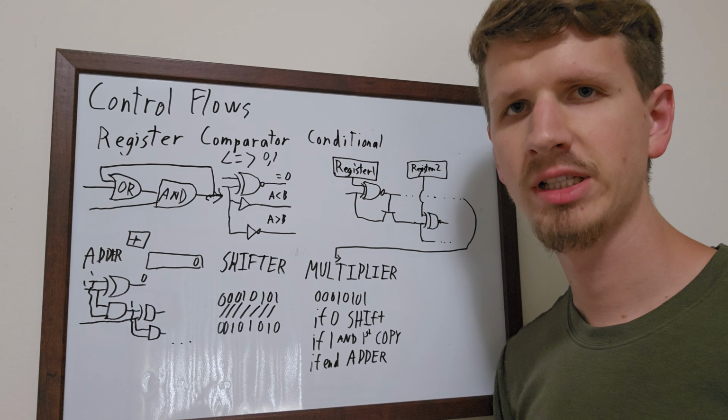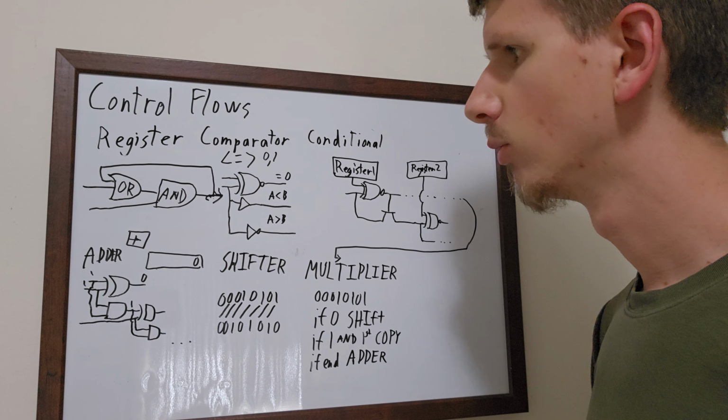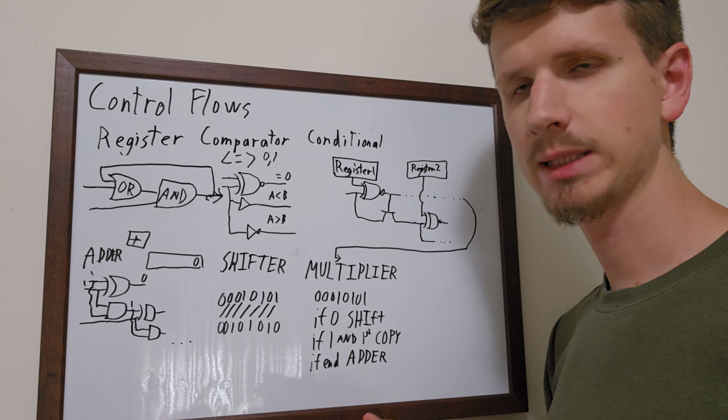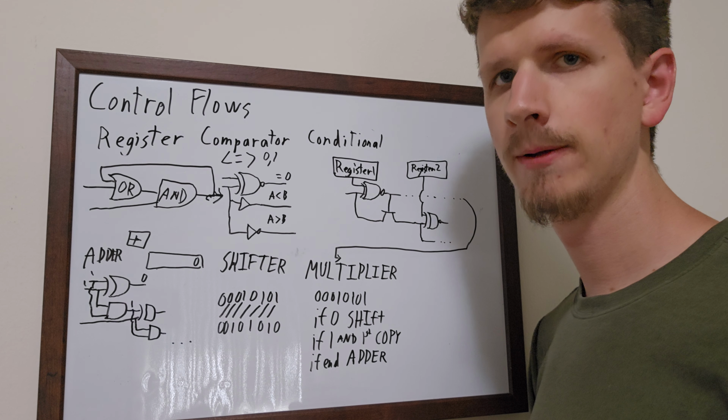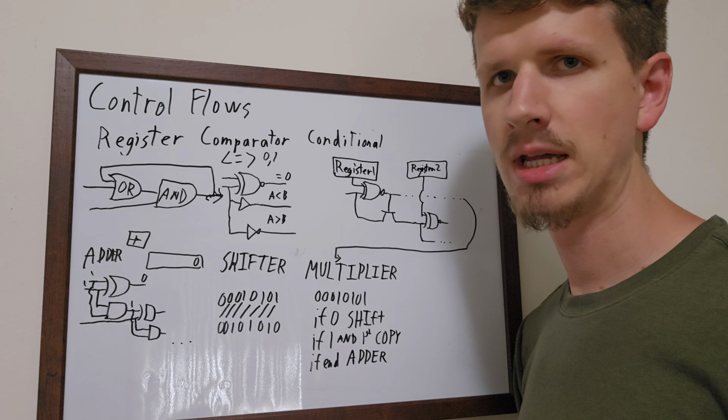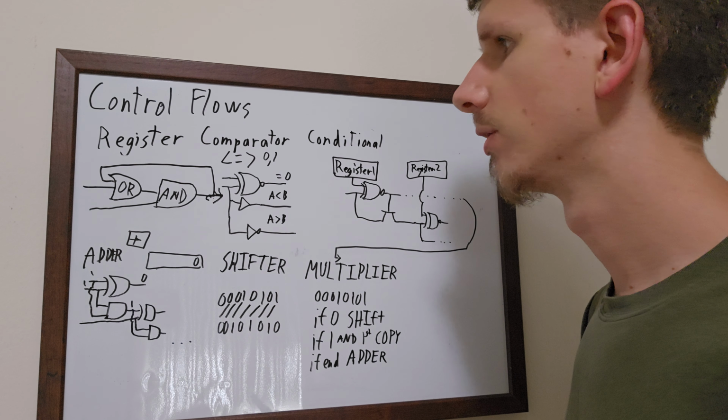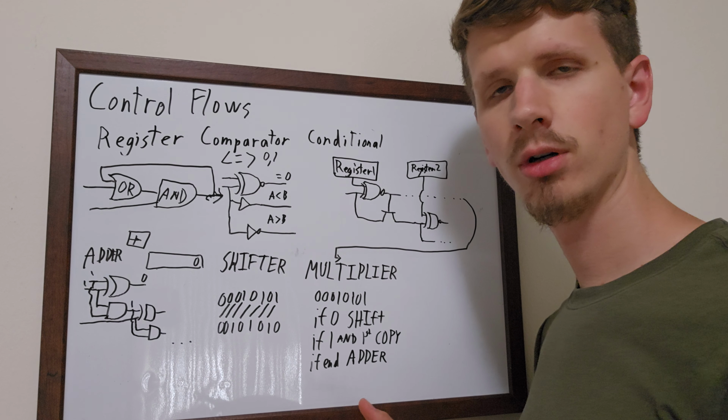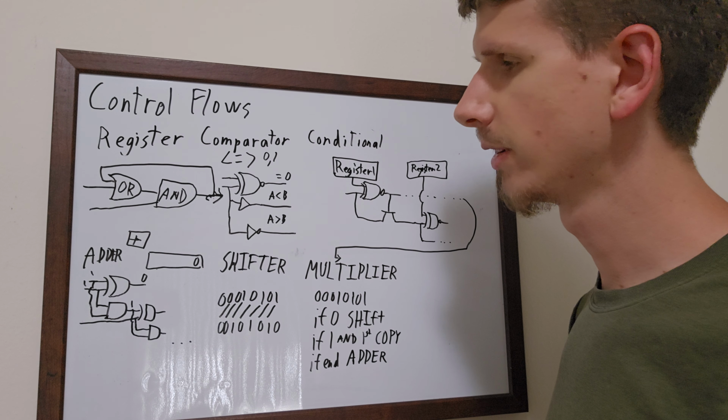In this video, I will be explaining control flows, which build on Boolean operations and take them further to do things like multiplication, keeping things in memory, and conditionals. So starting off with a register, which is how you store memory in a computer basically.